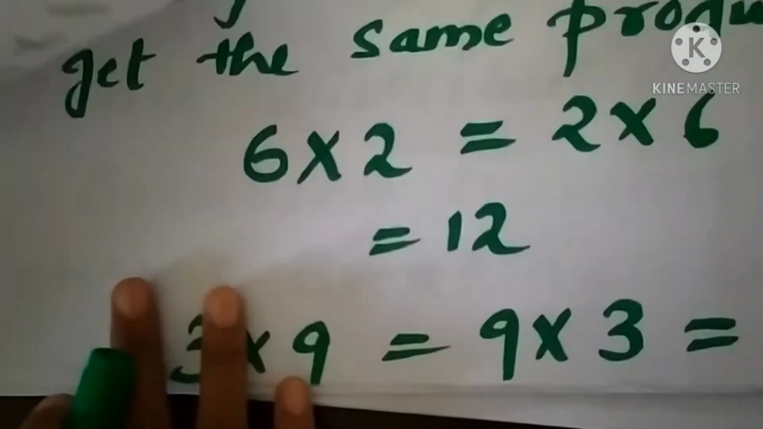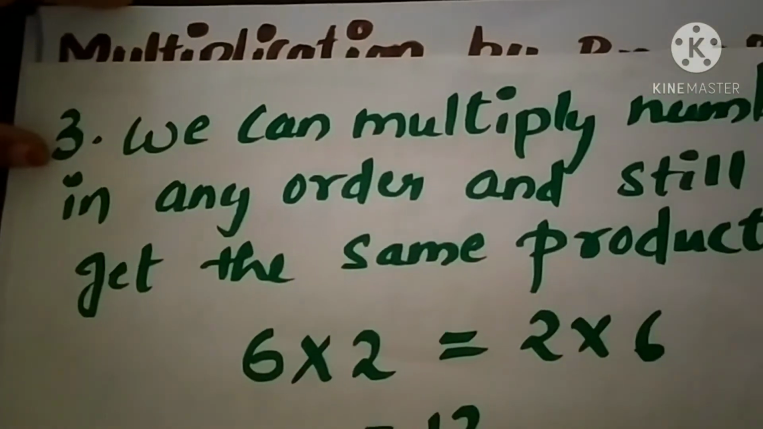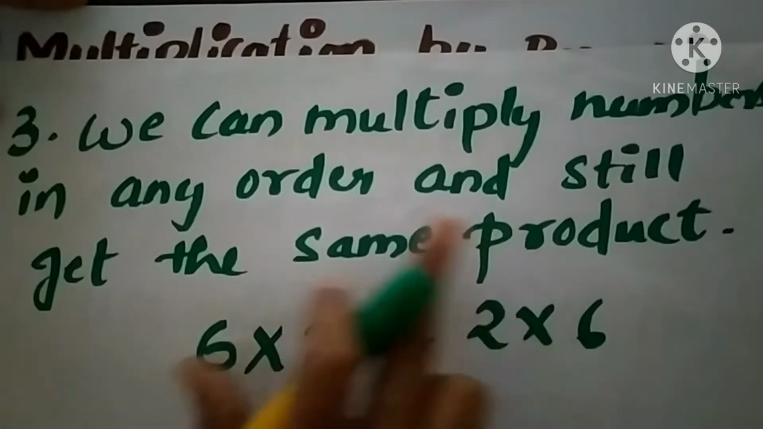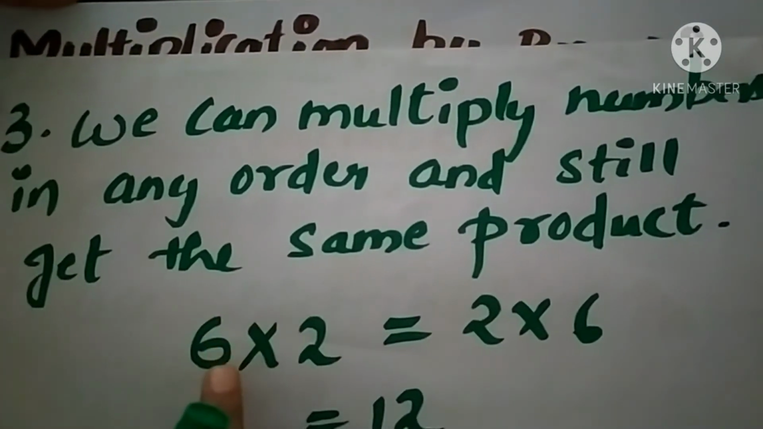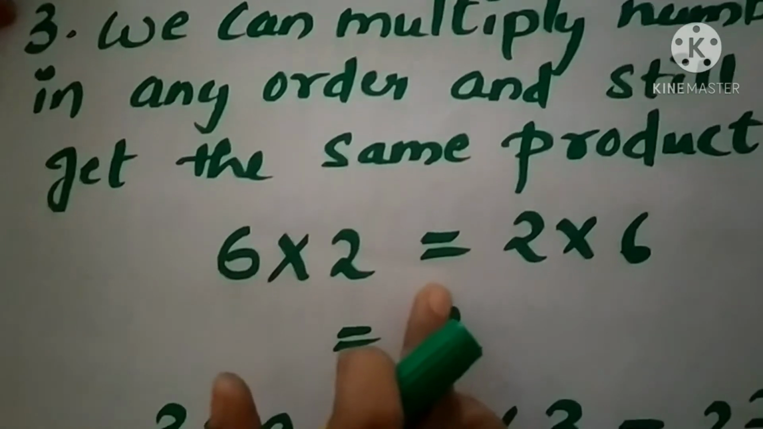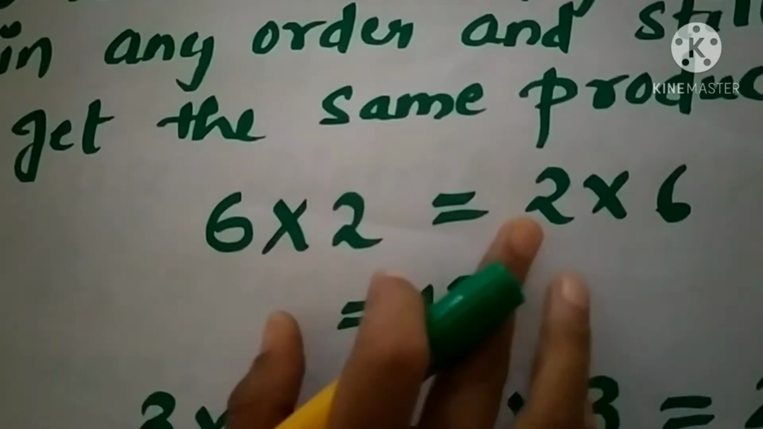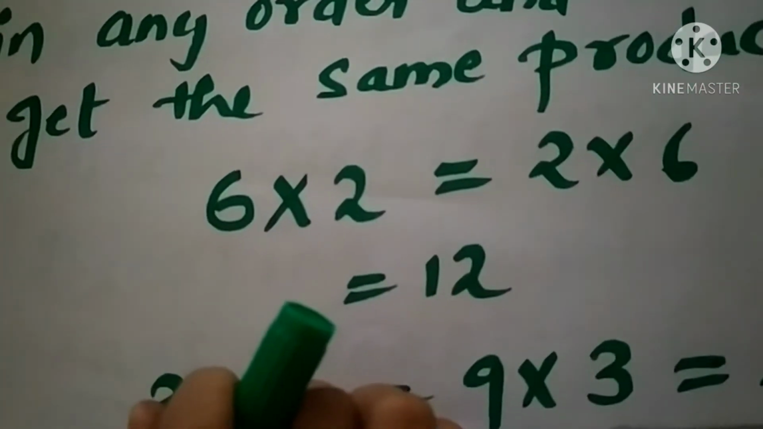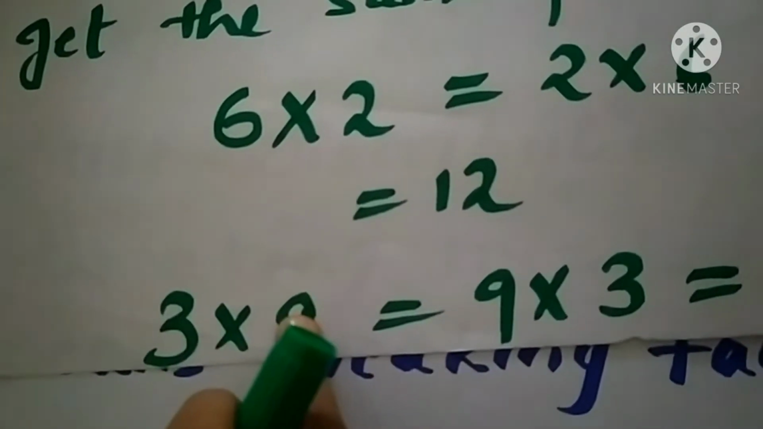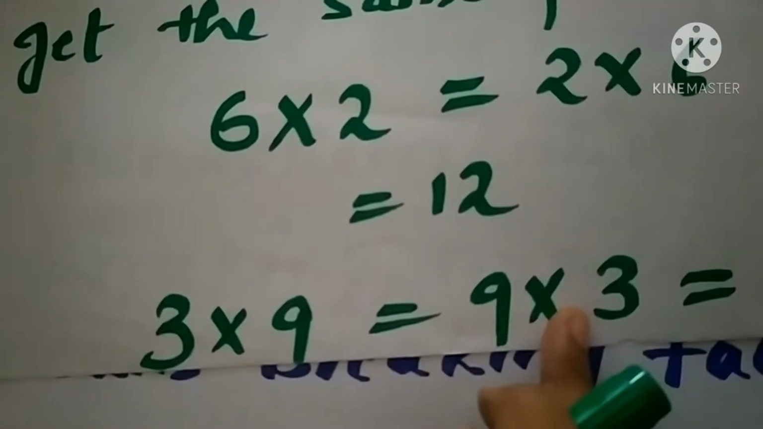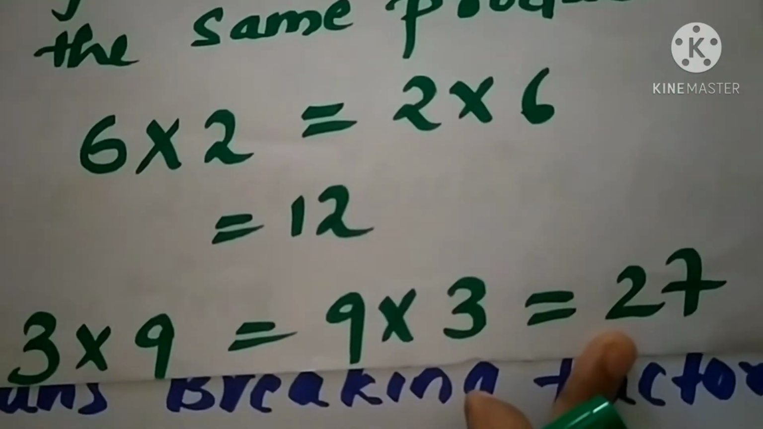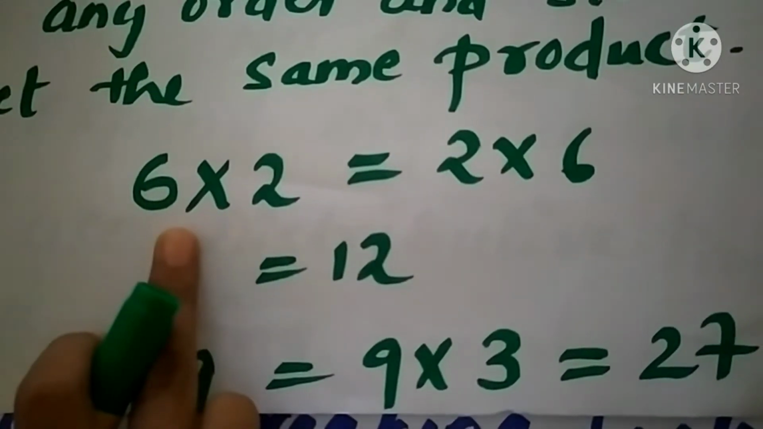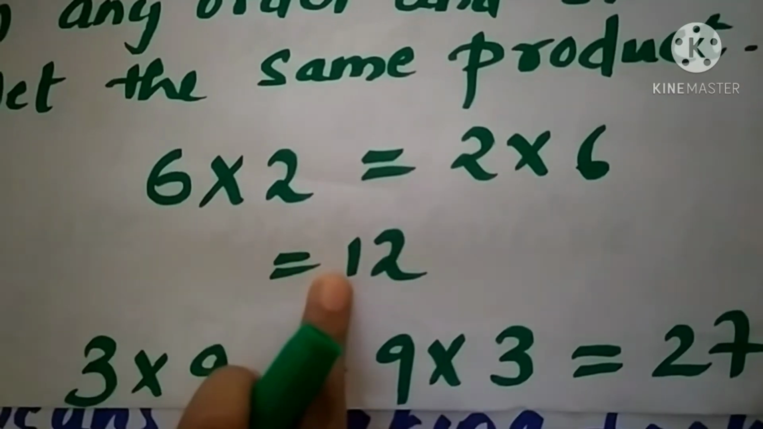The third property is we can multiply numbers in any order and still you get the same product. That is 6 into 2 is always equal to 2 into 6, which gives you the same result, that is 12. 6 into 2 is 12, 2 into 6 is 12. One more example is 3 into 9. It is also equal to 9 into 3, which is equal to 27. So any multiplication you take, the order of the factors doesn't matter. In any order you can multiply, you will get the same result.